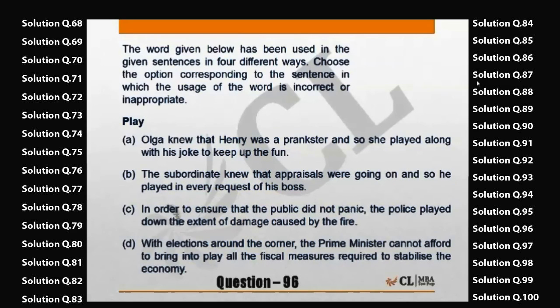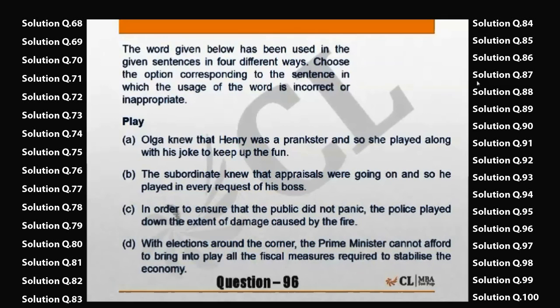Our next question: you had to find out the incorrect usage of the word play. Which of the sentences A, B, C or D uses the word play incorrectly? The answer to question number 96 is option B. Option B reads, the subordinate knew that appraisals were going on and so he played in every request of his boss. The correction here should be to play along. Play along is a phrase used to mean that you are cooperating or concurring, agreeing with someone or something. This is why the sentence should have read that appraisals were going on and so he played along every request of his boss.